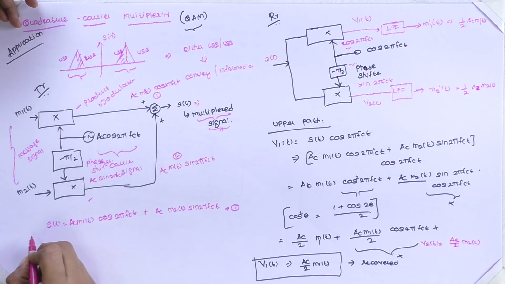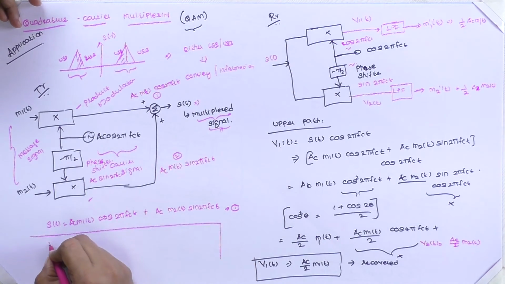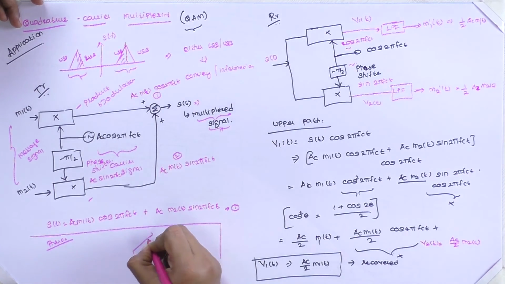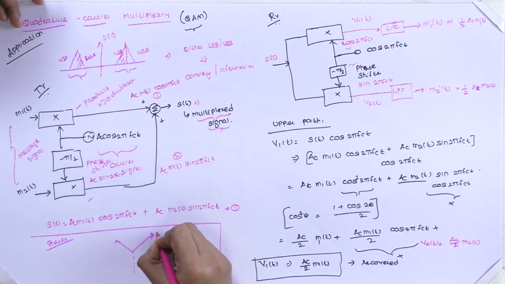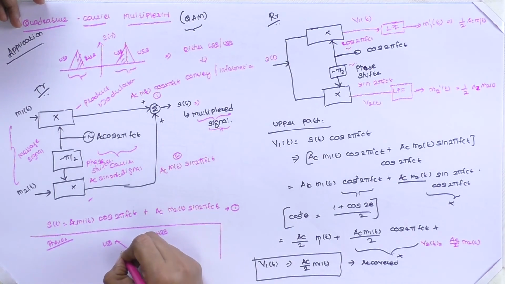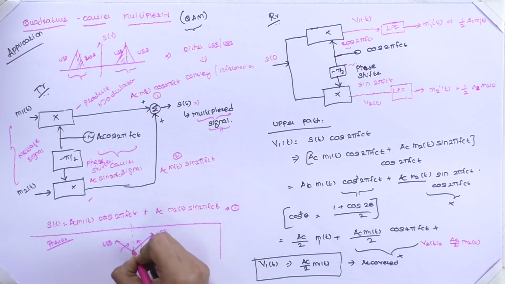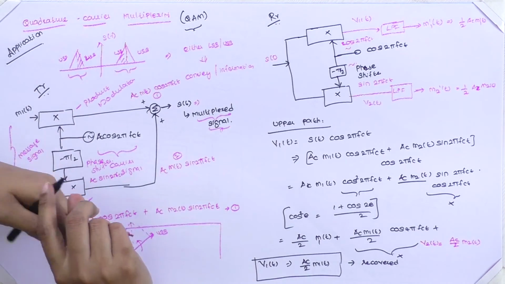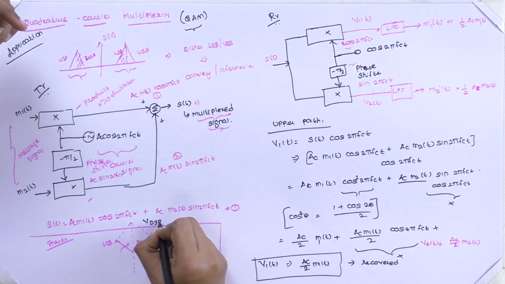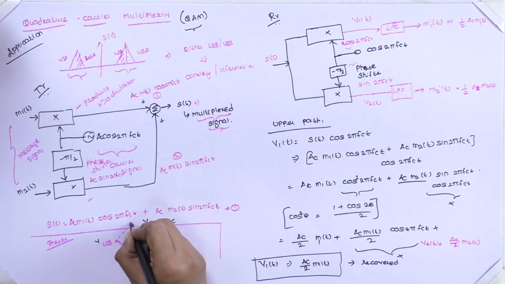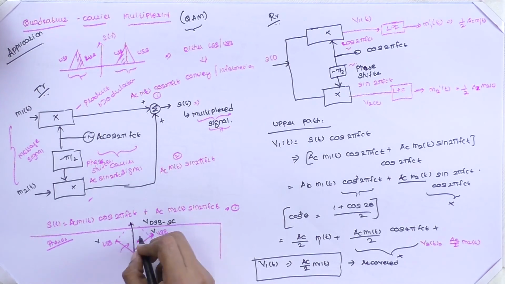The phasor diagram. We know that since the carrier is suppressed, we will have only the upper sideband and lower sideband. Therefore, the upper sideband will rotate in the anti-clockwise direction, and the lower sideband will rotate in the clockwise direction. The resultant is our AM envelope. This is our voltage of DSB-SC. This is our VUSB. This is our VLSB. This is our resultant vector addition of the two signals.